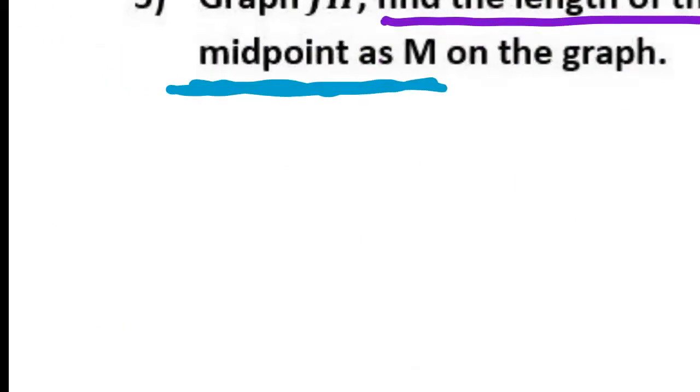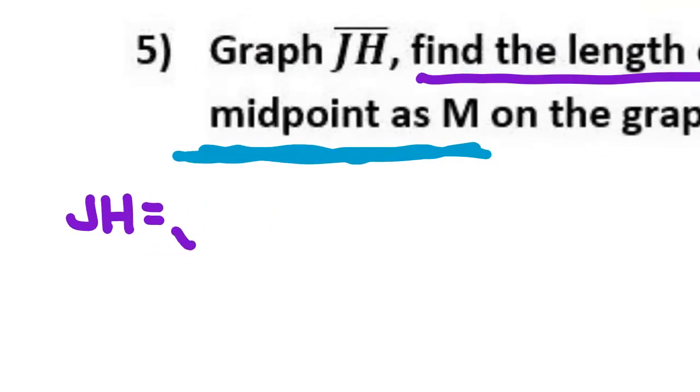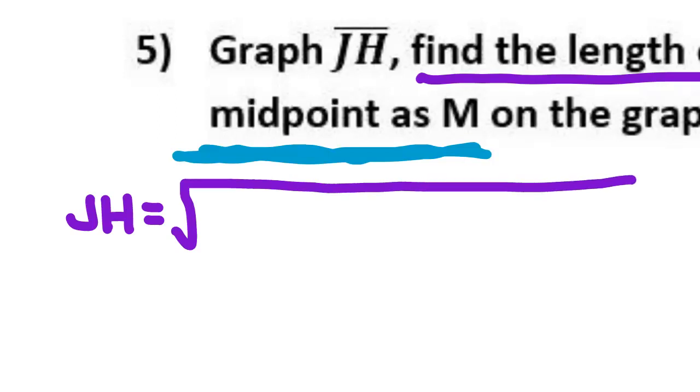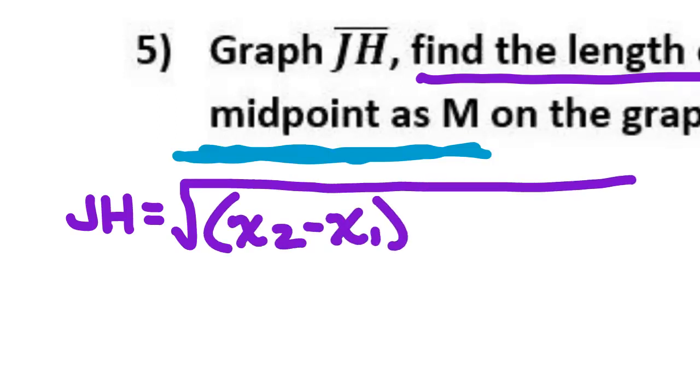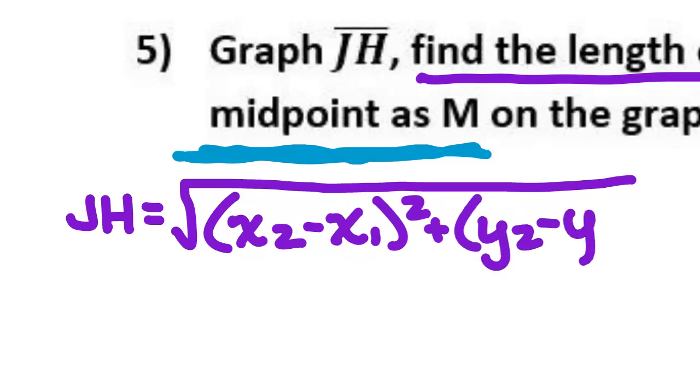All right, so let's find the length. Length is the same thing as what? I'm looking for a D word. Distance. We want to find the length from J to H. So this is where I need that big, long square root formula. x2 minus x1 squared plus y2 minus y1 squared.